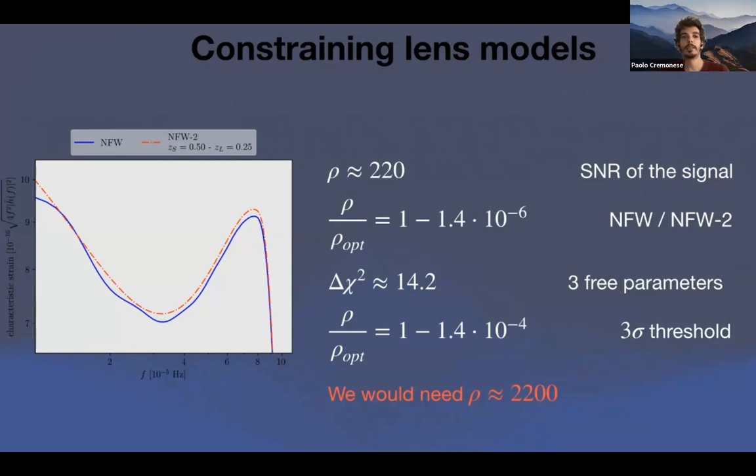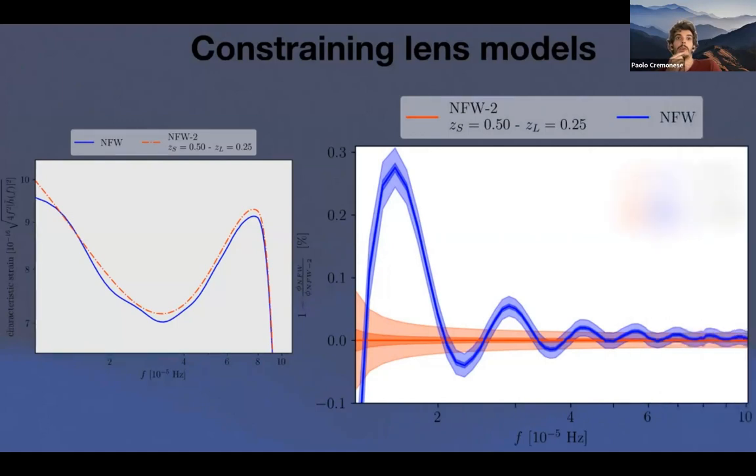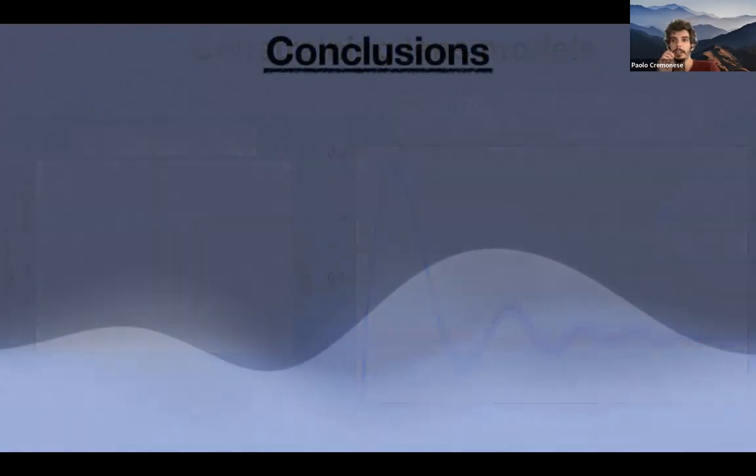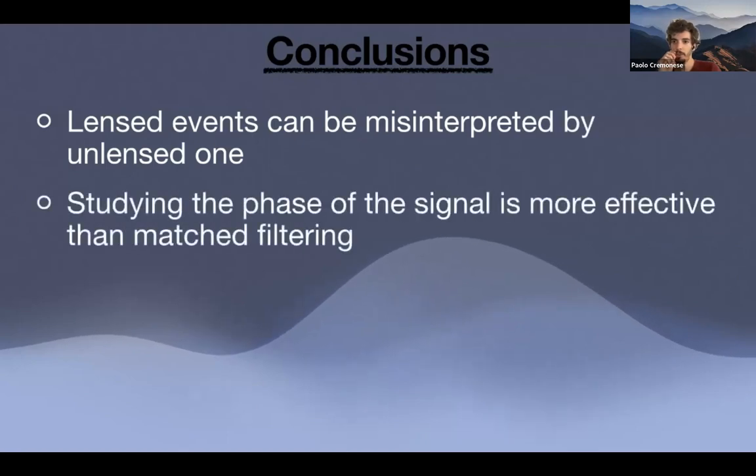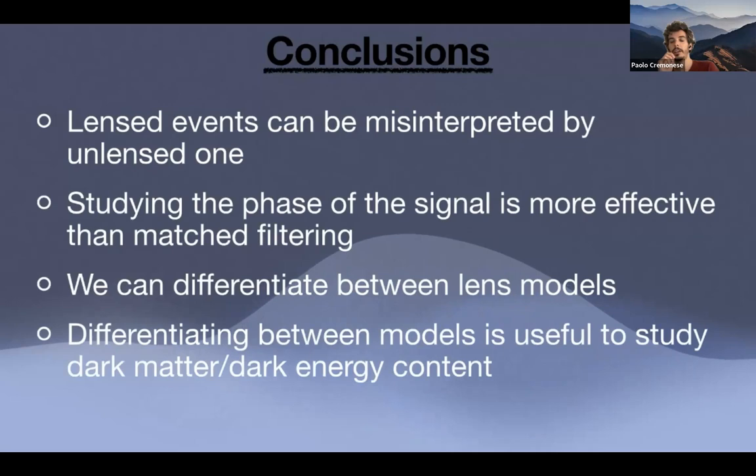If we take a look at the phase though, now we can see that we can distinguish the two curves for an SNR equal to 1000, meaning that in this case, we would need an SNR two times lower for the phase with respect to the match analysis. So in conclusion, in this study and in the examples that I presented, we show how, using the phase of the lens signal and not only the match between the signals, one can recognize and identify correctly the model of the lens. This could be very useful for further astrophysical and cosmological studies.